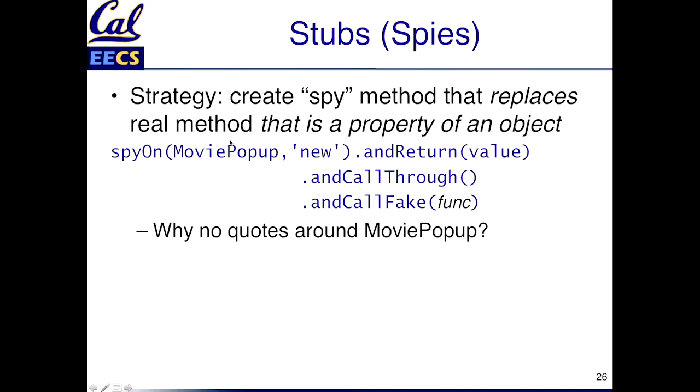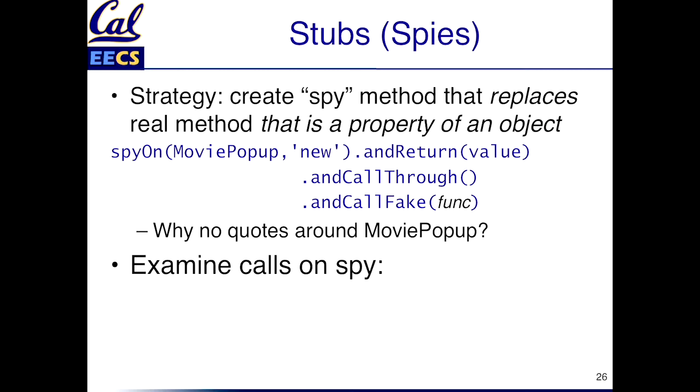So in our simple example, why is it that there's quotes around new but not around movie popup? Because movie popup is actually an object, right? This is just a variable whose value is the whole object, whereas new is the name of a property of that object. It's not a variable. It's actually a property slot. So you can think of it as movie popup is an actual hash. This is one of the key values that's in that hash.